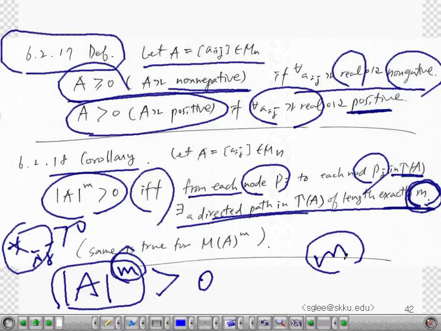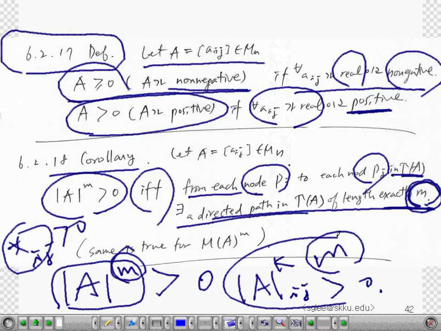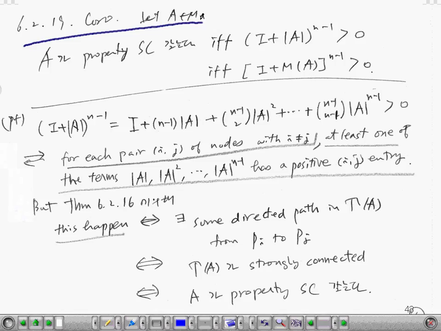So if we need to find a path with length k, all we have to do is take the power of k, and from node i to j, check whether these entries are 0 or not. That's all we have to check. So easy. So this gives us this property.